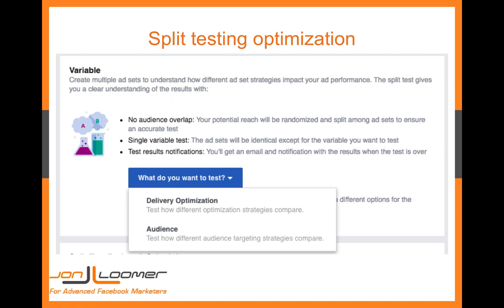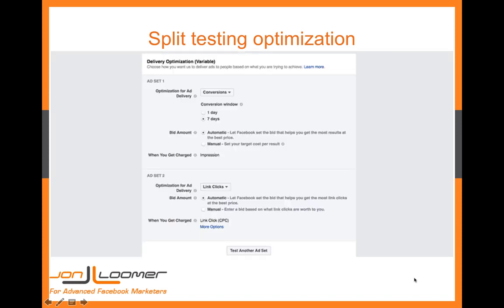I think now there's an option for placement too. But like I said, there's no audience overlap. You test a single variable. In this case, we're talking about optimization. And then you can have notifications sent to you as well regarding your results.